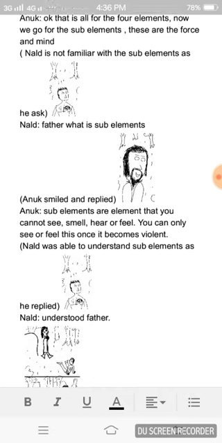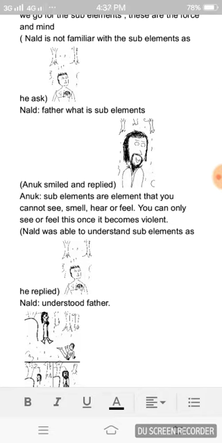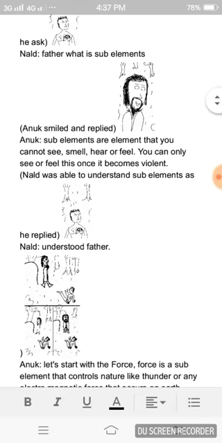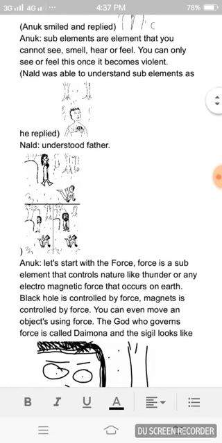Anuc smiled and replied, "Sub-elements are elements that you cannot see, smell, hear, or feel. You can only see or feel this once it becomes violent." Nald was able to understand sub-elements as he replied, "Understood, Father."